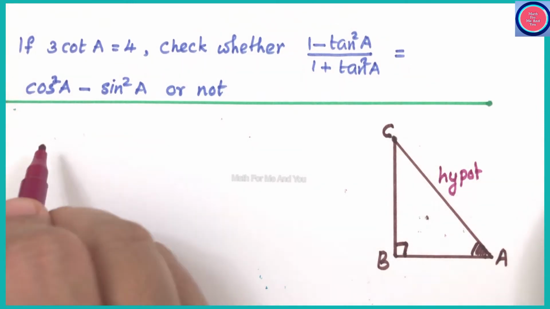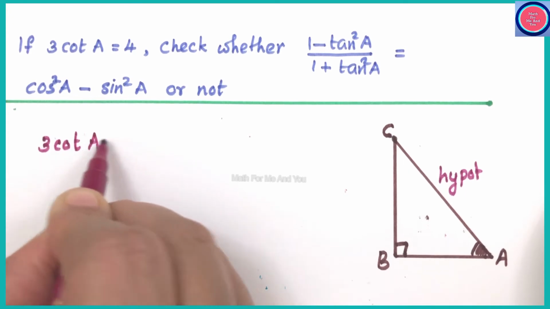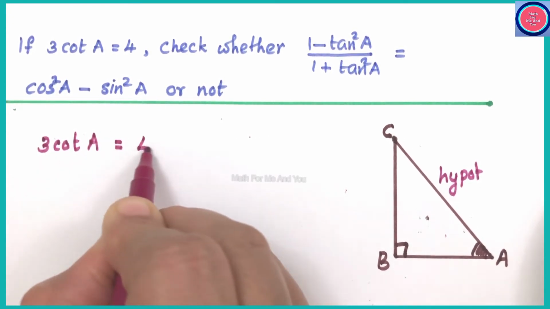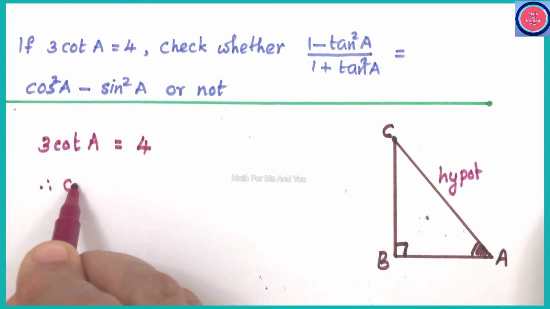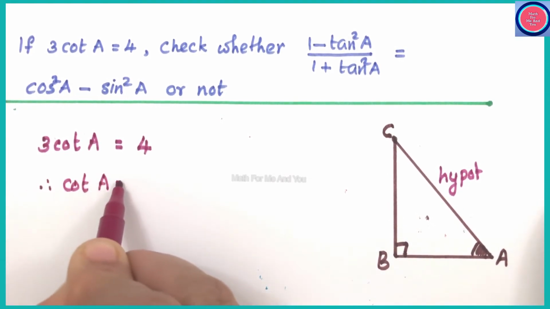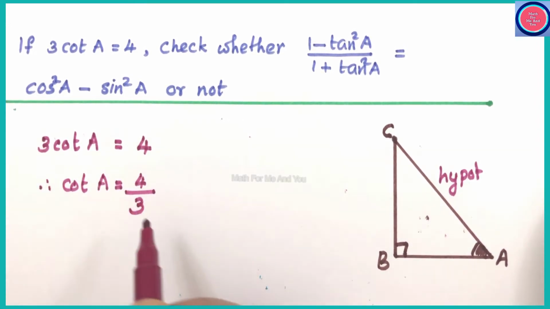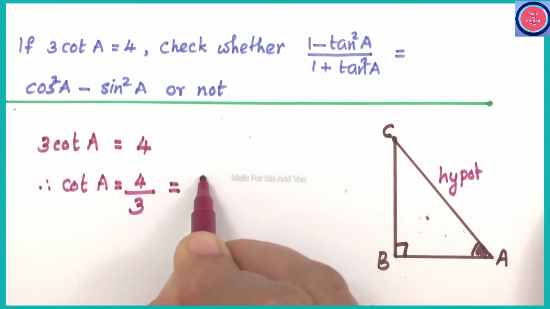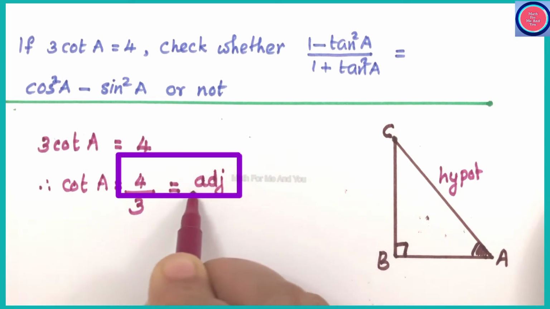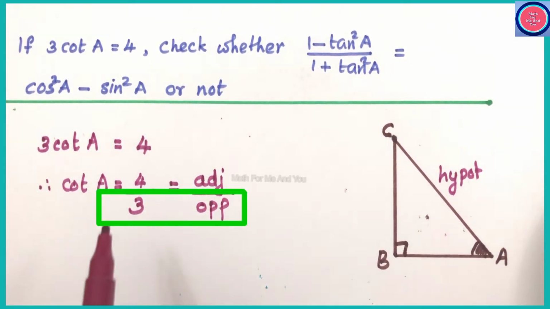Given ratio is 3 cot A is equal to 4. Divide both sides with 3, then we get cot A. What is cot A? 4 by 3, 4 over 3. What is the ratio cot? Cot is the ratio connecting adjacent side to opposite side. So we could write adjacent side divided by opposite side. In place of adjacent side, the number is 4 and opposite side, the number is 3.